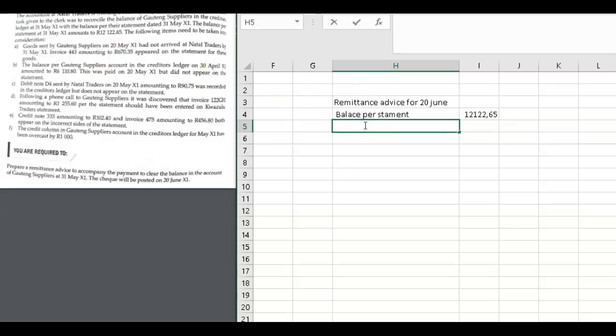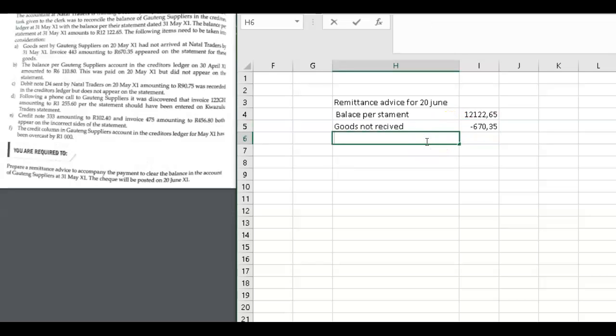So we say this: goods not received, and we say minus over here, minus the amount 670.35. So minus, we show it in brackets. Now, why do we show it in brackets? Because this is actually their statement. We're correcting their statement. So we need to minus the amount we owe.